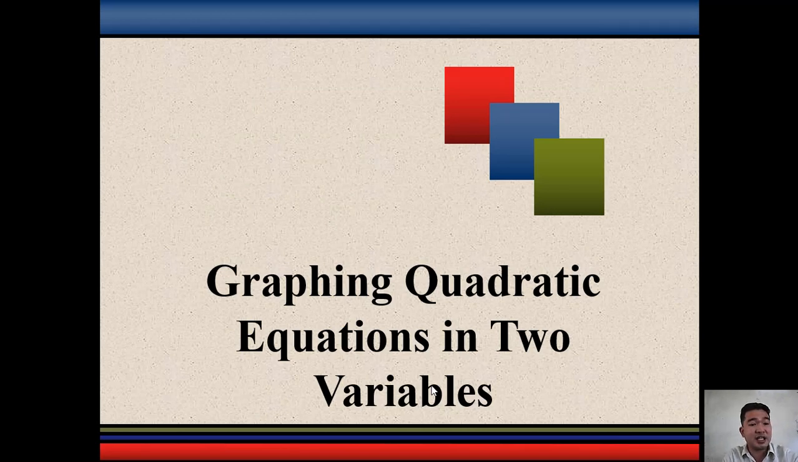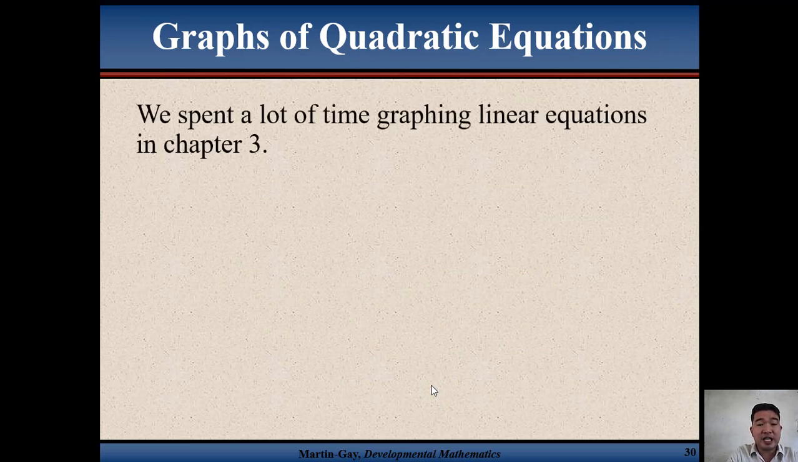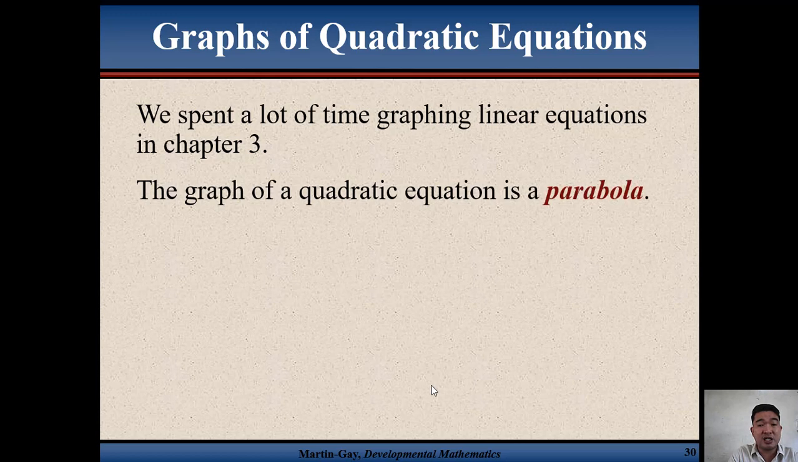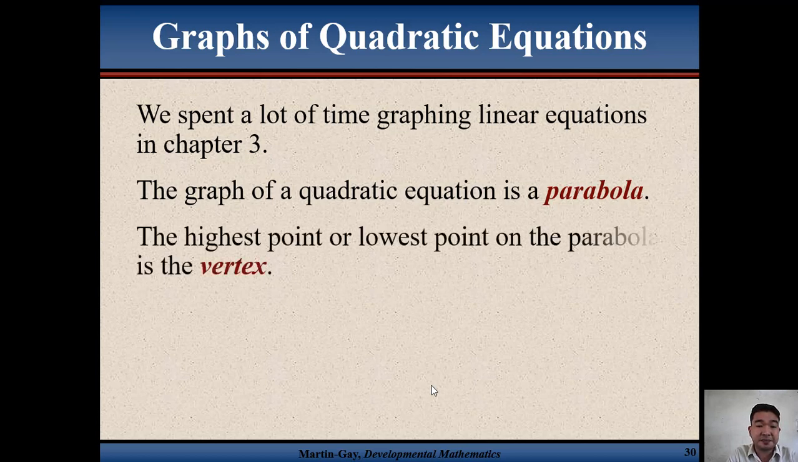How about graphing quadratic equations in two variables? We spent a lot of time graphing linear equations, that was when we were in grade 8. The graph of a quadratic equation is a parabola. The highest point or lowest point of the parabola is the vertex. Samples of parabola are the bridges, the parabolic bridges, the hanging bridge. All those are samples of parabola. Okay, the curve, the parabola.